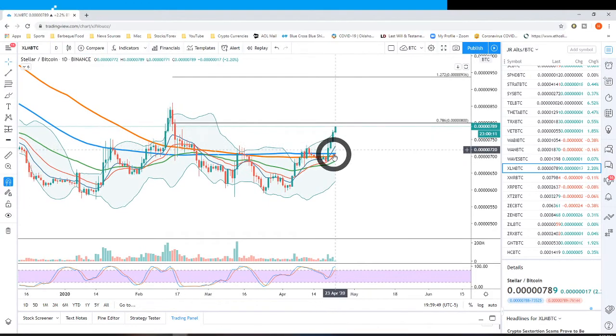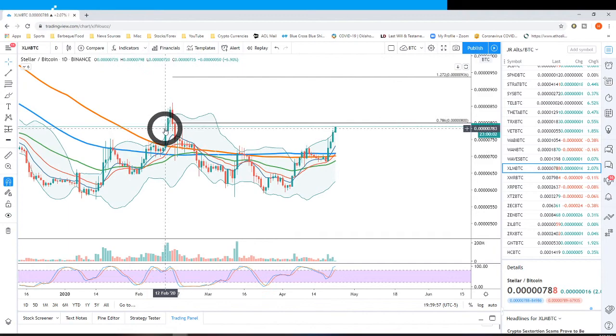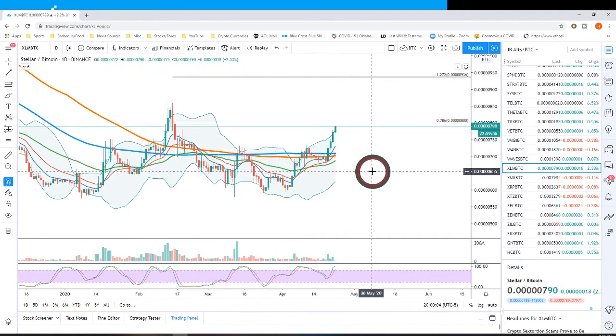I just don't like it to get too far away from the EMAs. We saw what happened over here. It almost looks ironically similar. It went outside the Bollinger Bands, and then it pulled back hard. So it's like musical chairs, guys. Don't be the last one standing, right?